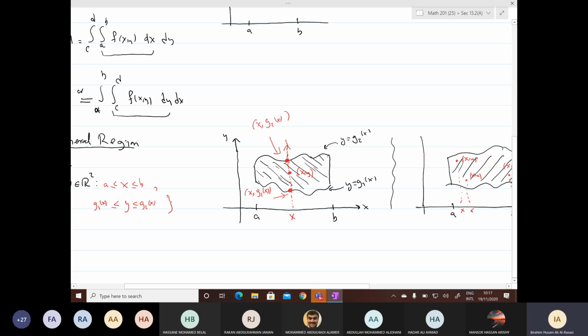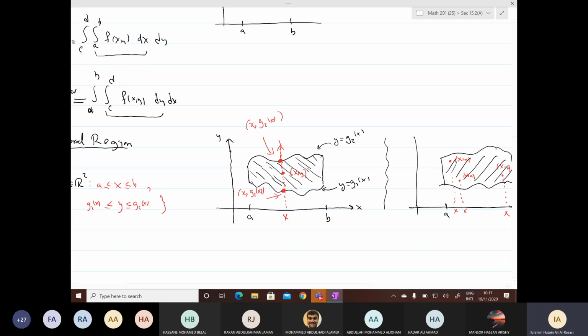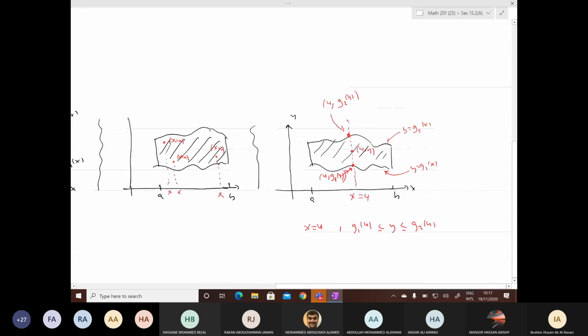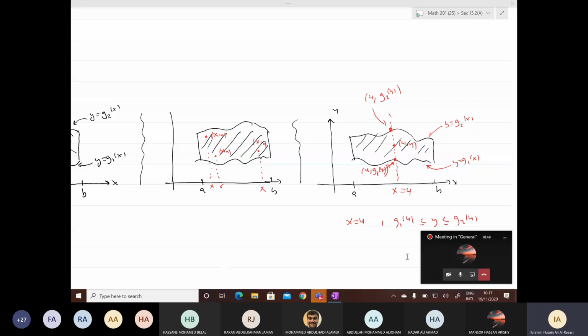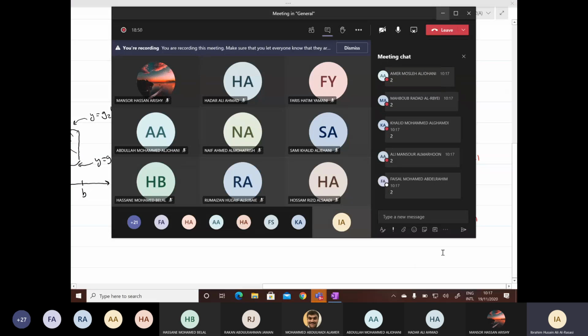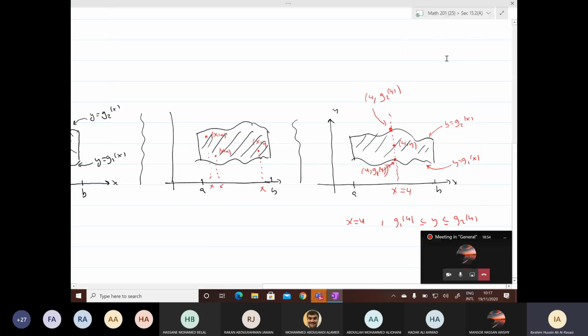Now, is it clear for y or not? Is it clear? If it is clear, write 2 in the chat, if it is clear how to find the possible values of y. Okay.